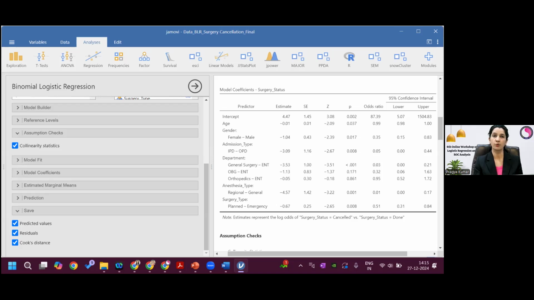And if you want to present it as odds, then you can say the odds of surgery cancellation were 0.35 times that of male, meaning the cancellation odds were less in female as compared to male.